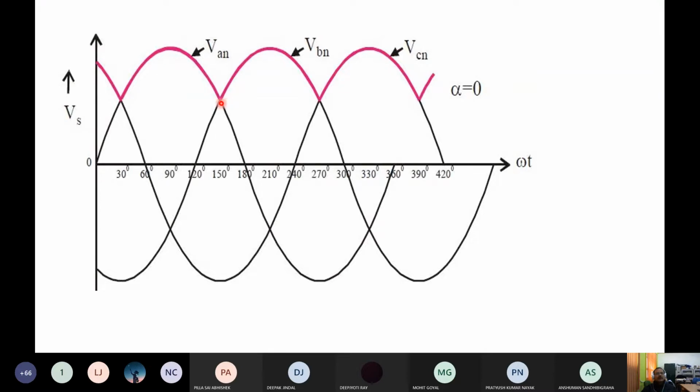Now again SCR2 is triggered because phase B is highest positive now. After 60 degree, phase C is highest positive, so the full cap will appear. So this is VAN again. This situation and this situation are the same. Just see here, SCR3 is conducting. If SCR3 is conducting, SCR1 is reverse biased, so it can be triggered here only.